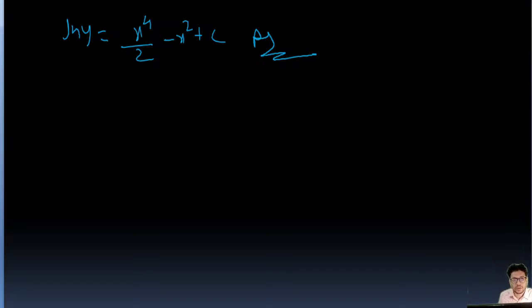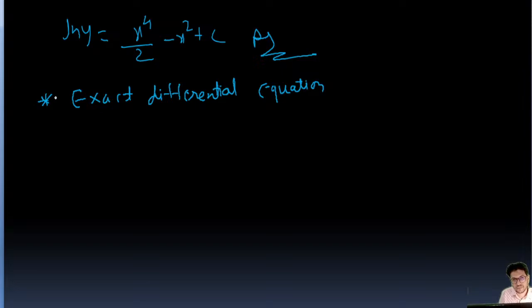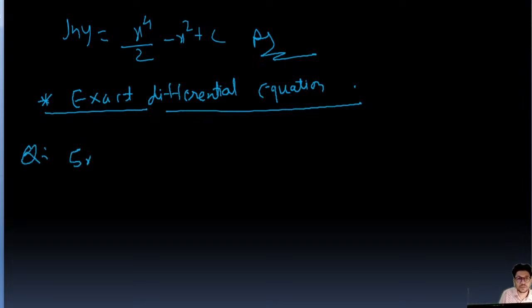So now, exact differential equation. Okay, I'll tell you the procedure first. Suppose we have an equation in this form, M dx plus N dy equal to 0, where M and N are functions of x and y.